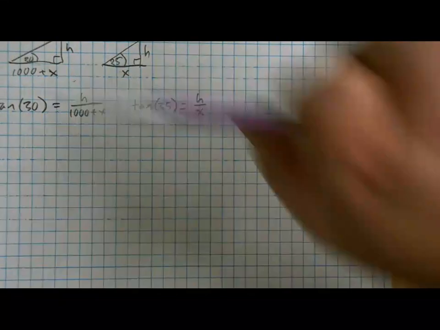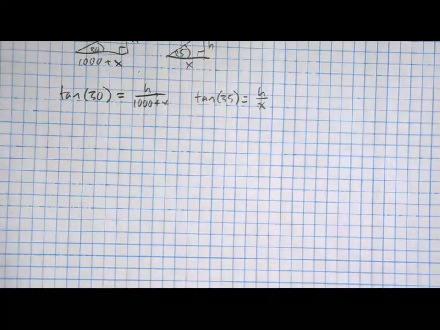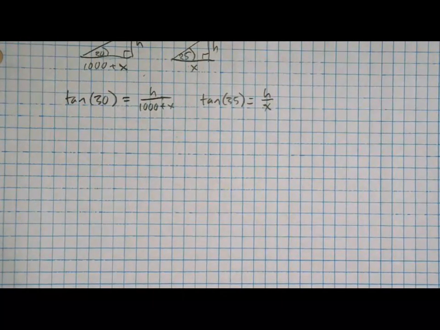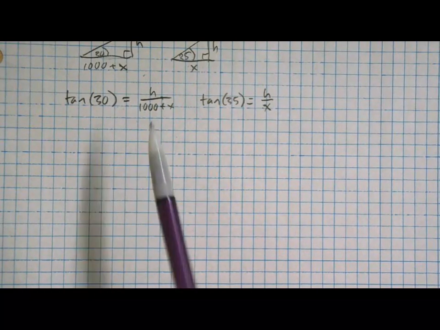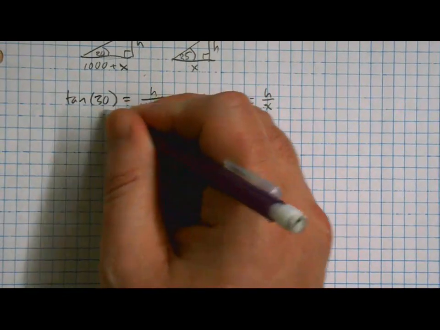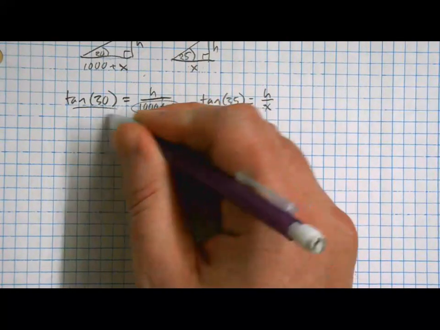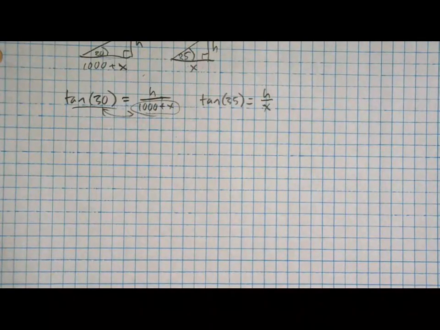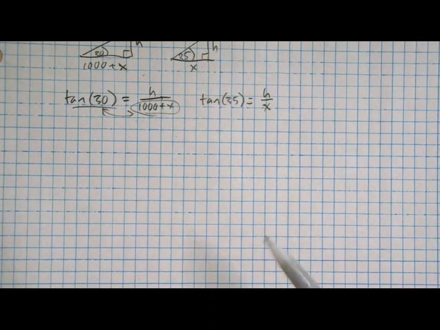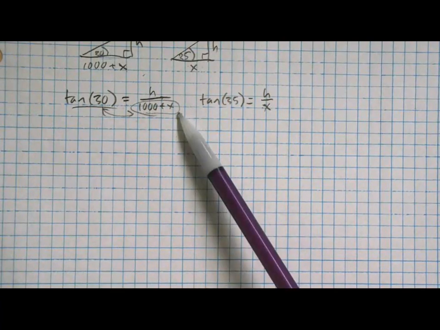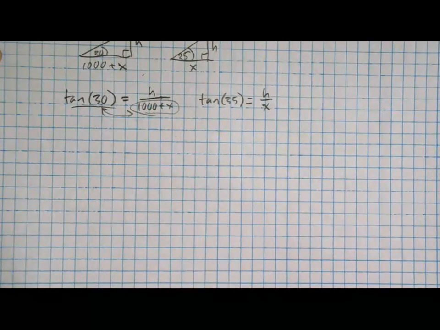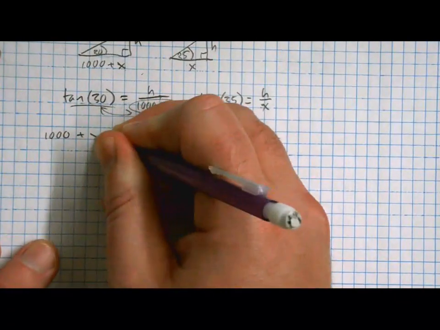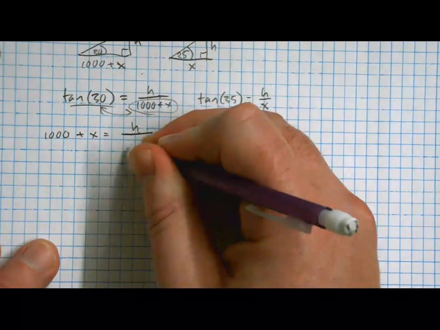All right, I'm going to do some manipulation here. Actually, I'm not going to clear my fractions. I'm going to swap. This is a little algebra shortcut. You guys remember from geometry there was a shortcut where you could swap those two parts? Yeah, so I'm going to do that. And then I could do this in two steps algebraically. I would just multiply on both sides by 1,000 plus x and then divide both sides by tangent 30. So I'm doing one step in two. So now I've got 1,000 plus x equals h over tangent 30.